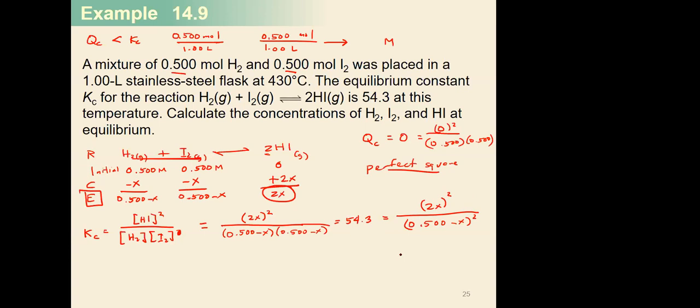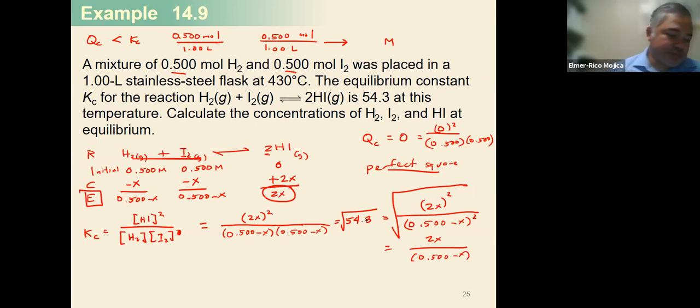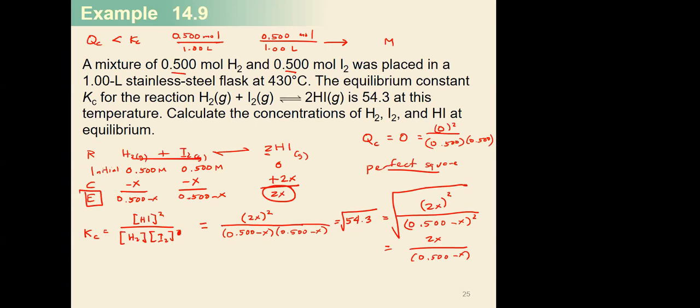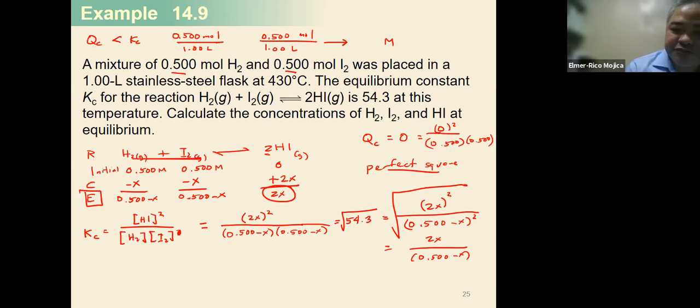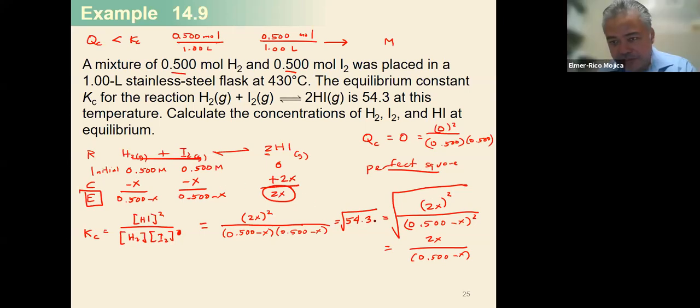Find the square root of 54.3. Okay, so you just get the square root of both sides. So if you get the square root of both sides, this just becomes now a 2x, and this now becomes a 0.5 minus x. And what is the square root of 54.3? 7.36. 7.36 or 37? Yeah, if you round it, it will be 7.37.